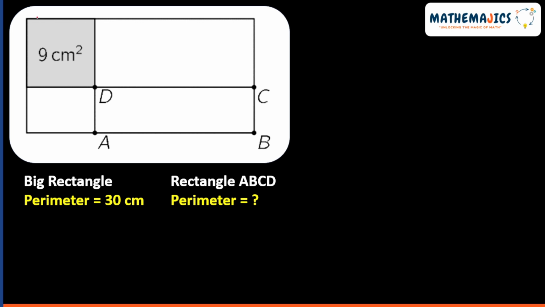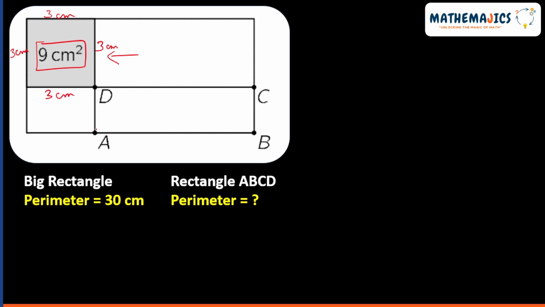In this question, this gray area is a square and the area of this square is 9 centimeter square. So if the area is 9 centimeter square for this square, the side will be 3 centimeter. The side will be 3 centimeter each. So that will give us the area 3 times 3, 9 centimeter square.